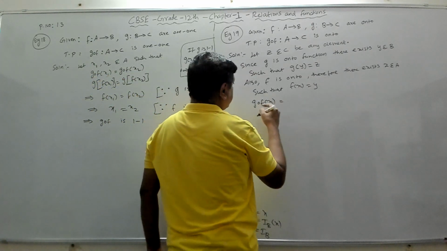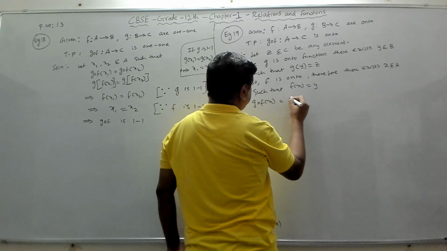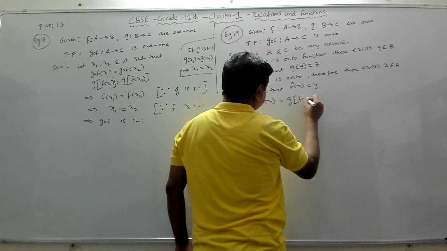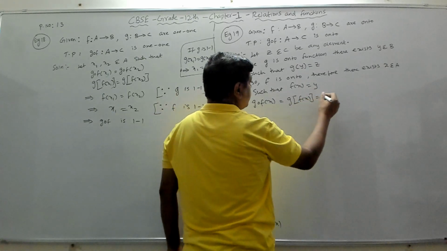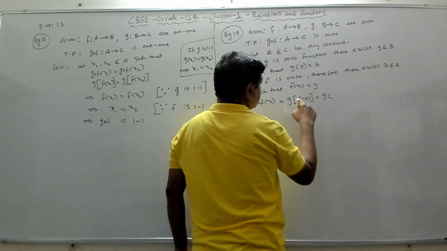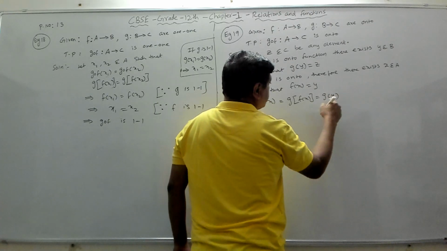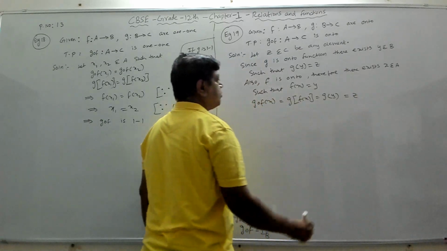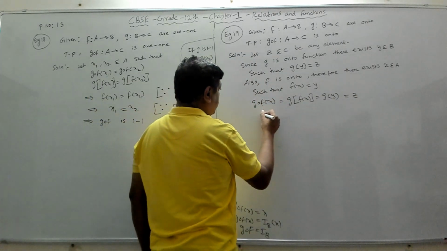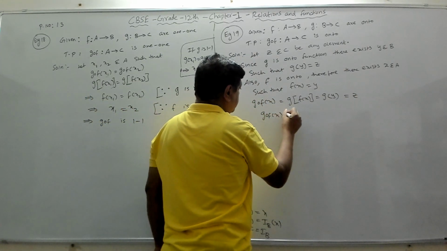So what we will have here is g of f of x. Now what is g of f of x? And what is f of x? F of x is y. So I can say g of f of x is g of y. So instead of f of x, I'll put y. And what is g of y? G of y is z. So what we have shown is that g of f of x is equal to z.